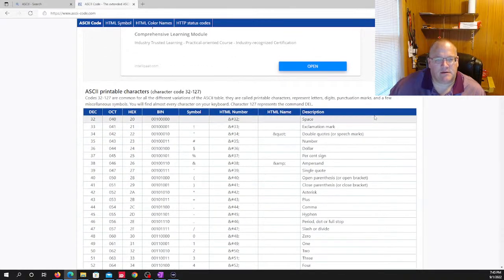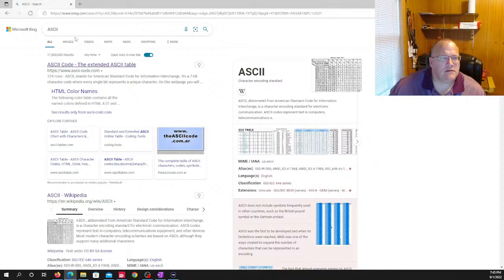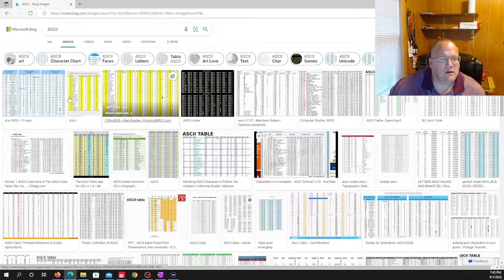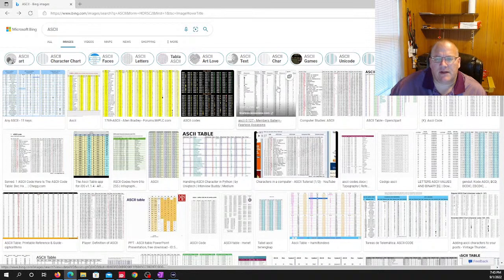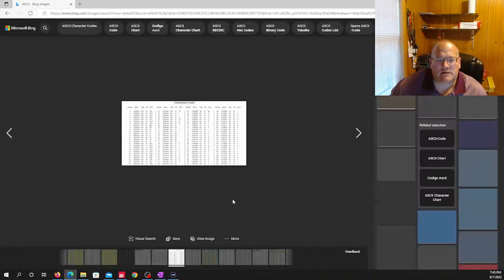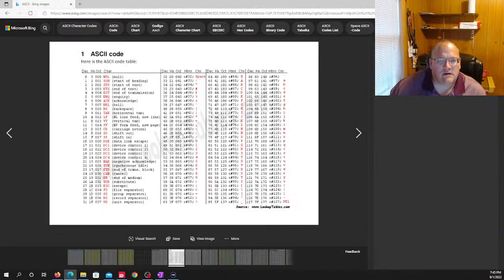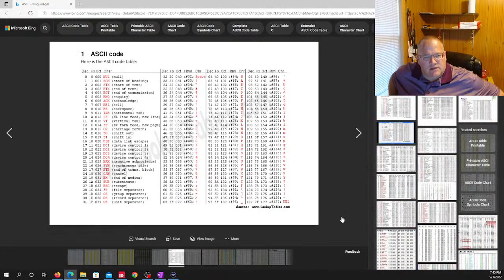There's some gaps in here. I don't like that table either. Let's go to images. This is maybe a better one. This is a good one here. Yeah, except that has more to it. I don't want that. I just want the ASCII code. Come on now. Here we go. This is the classic one.